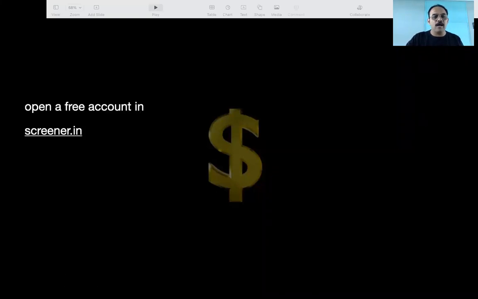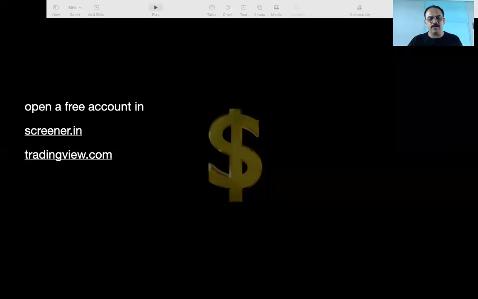Now, these are, you can take a snapshot after this program or during the breaks. You open a free account. No need to go for a paid account as of now. These two are fantastic sites, screener.in and TradingView. Open a free account in these two websites, and you will be able to use whatever I am teaching.